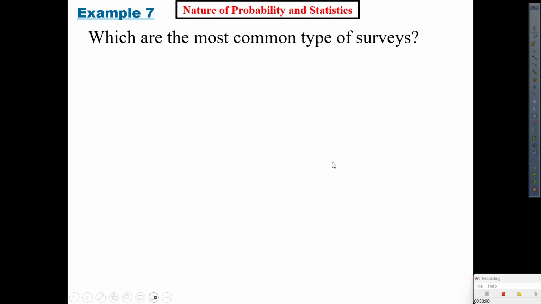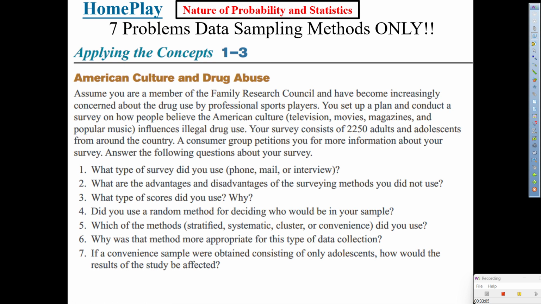All right, so with that said, your home plate for tonight, you should have plenty of time to finish here in class. Let me send that to your screen. You may work with someone else to finish that up.